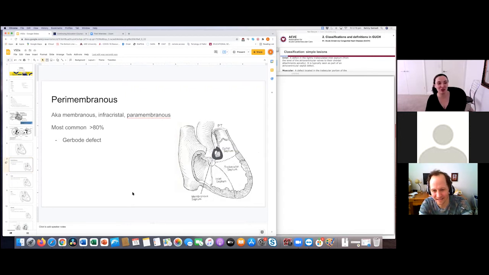And the Gerbode defect, even though the Gerbode defect is actually a communication between the right atrium and the left ventricle, it's not technically an interventricular septal defect.